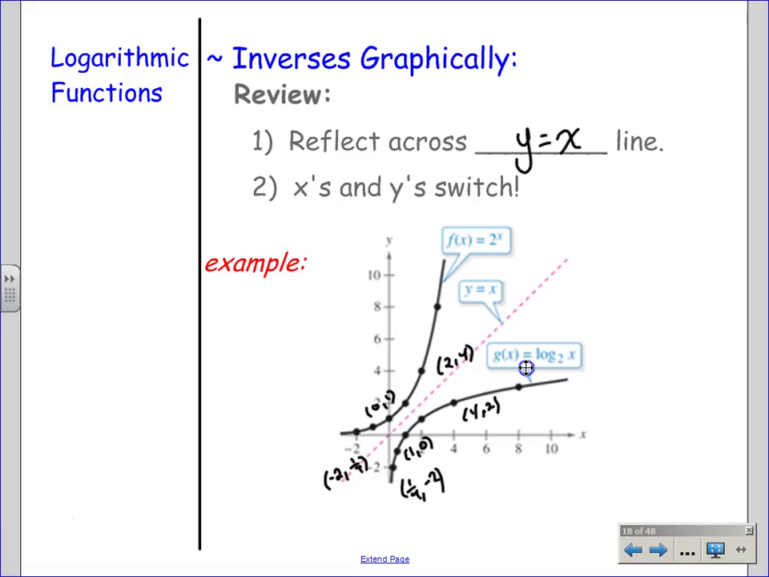Okay, but we've talked about that a lot. Inverses, how the x's and y's flip, the reflections across the line y equals x. These are inverses of each other because what matches?